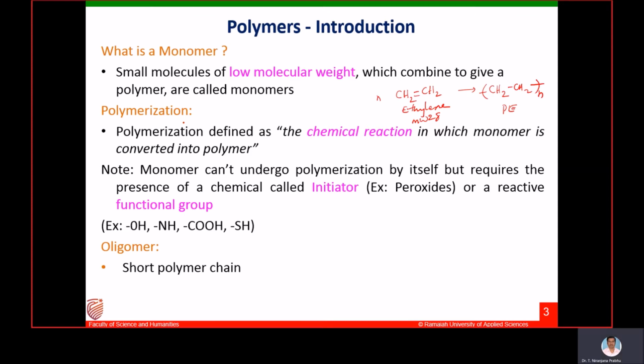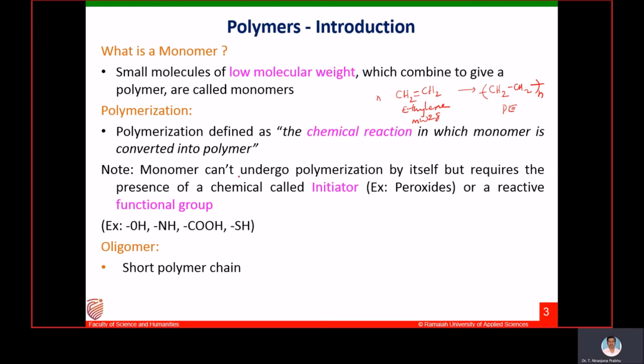These are called monomers. The process of converting monomers into a polymer is called polymerization. So it is a chemical reaction in which monomer is converted into polymer.